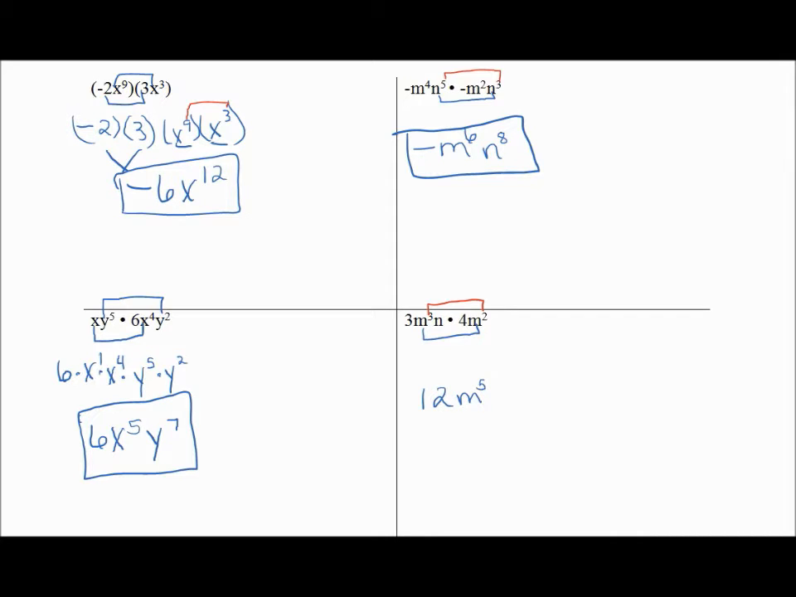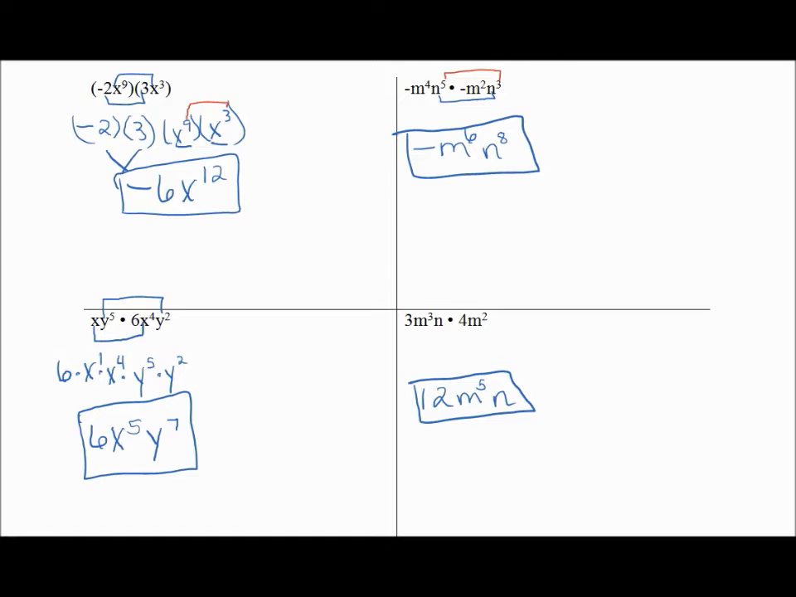Now for my next variable, my n, I don't have another n on this side anywhere, okay? So I'll just need to bring it down. So that means my final answer is 12 m to the fifth n.